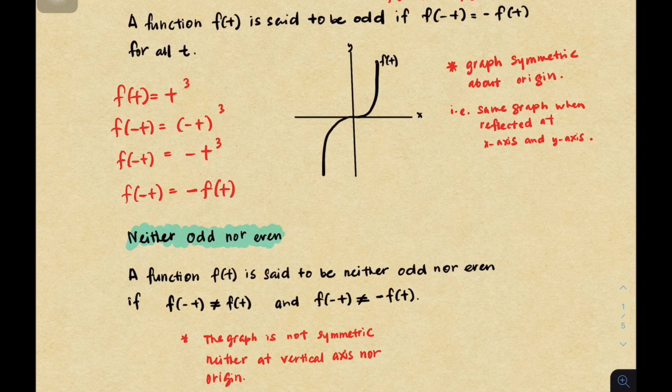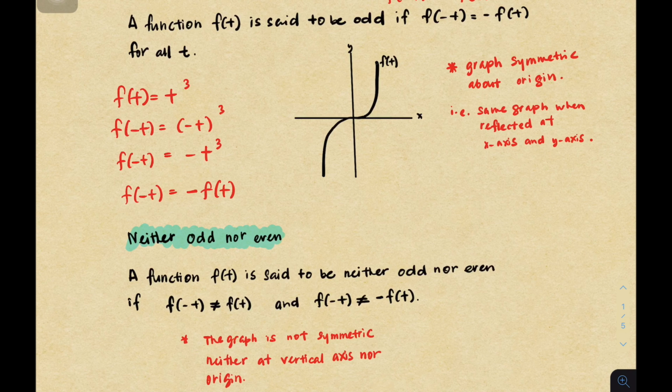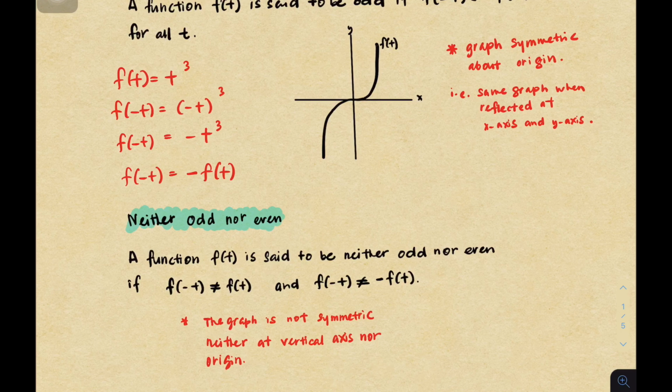When you plot f(t) equal to t to the power of 3, you can see that you will get the cubic graph here. And the cubic graph is symmetric about the origin. What does symmetric about the origin mean? You will get the same graph when you reflect at the x and y axes.